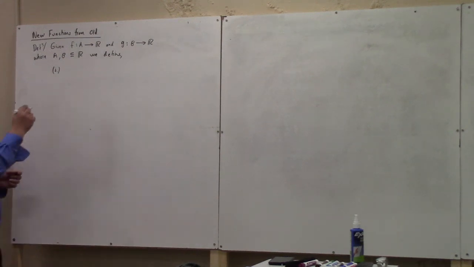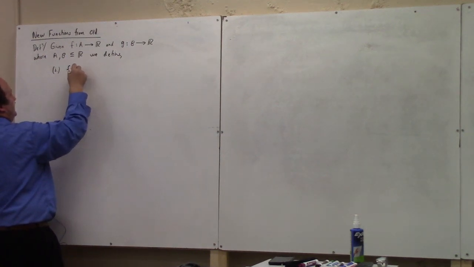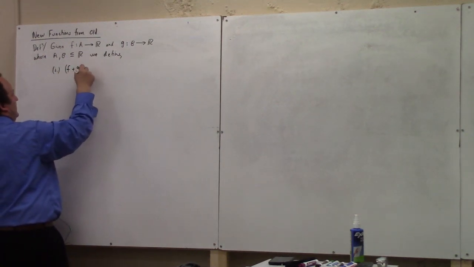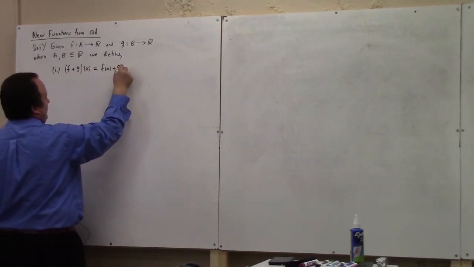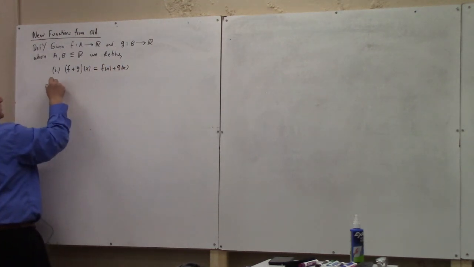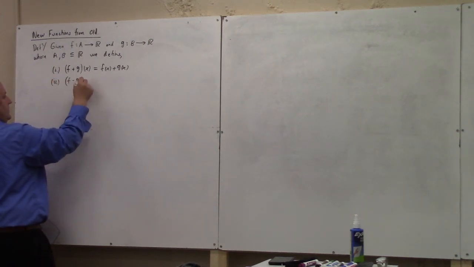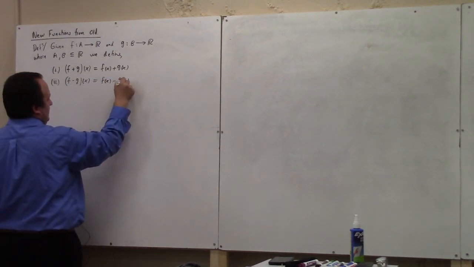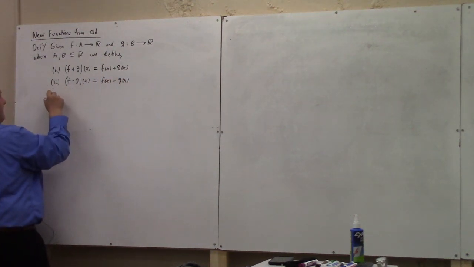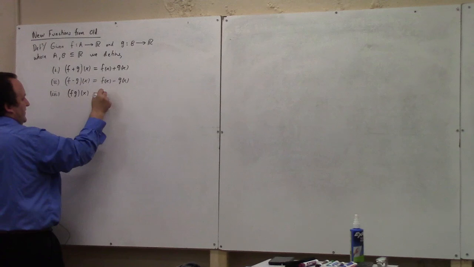So, one, f plus g of x is equal to f of x plus g of x, two, f minus g of x is equal to f of x minus g of x, three, f times g of x is equal to f of x times g of x.